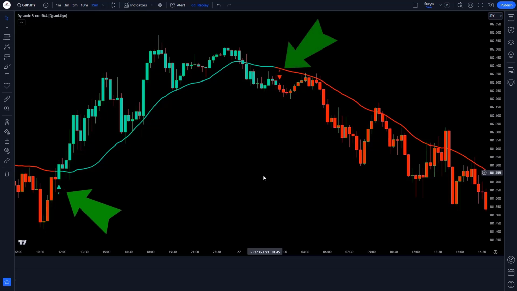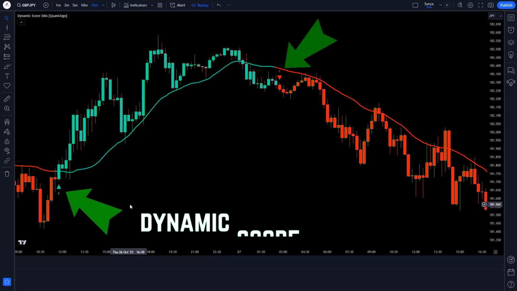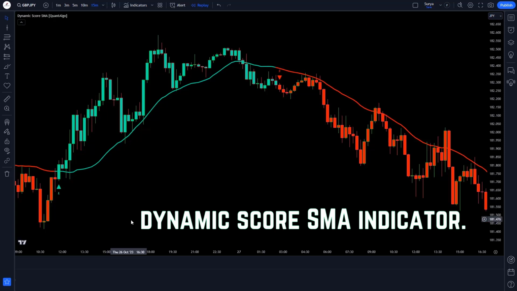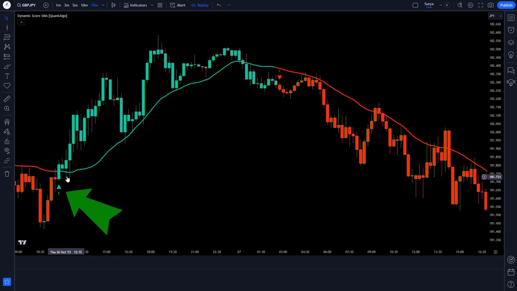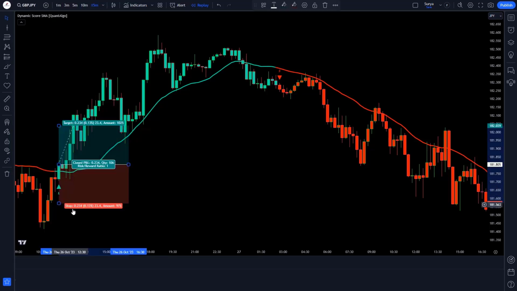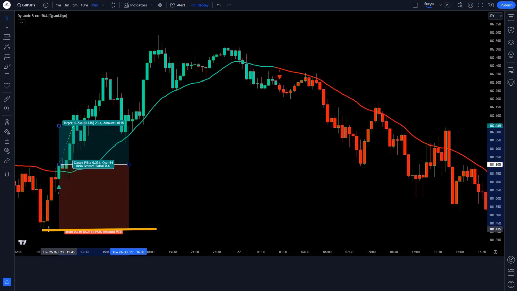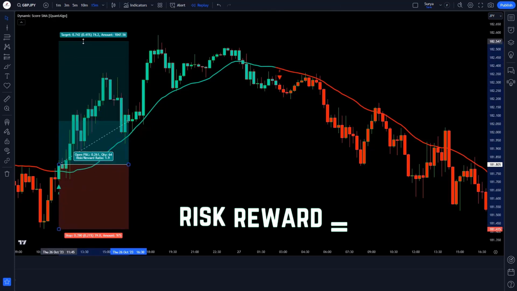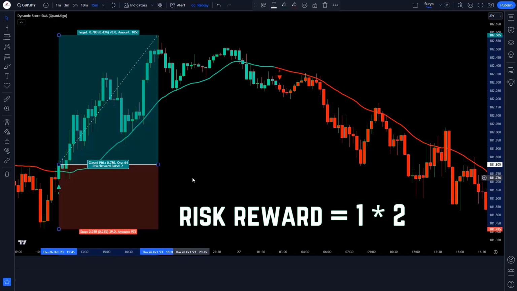These green arrow and red arrow are called Dynamic Score SMA indicator. When the Dynamic Score SMA indicator gives a buy signal and the market forms a bullish candle, we have to take a buy order. Our stop loss should be placed at the previous low of the market and the risk to reward ratio will be 1 to 2.